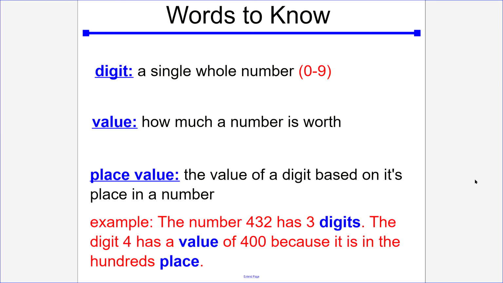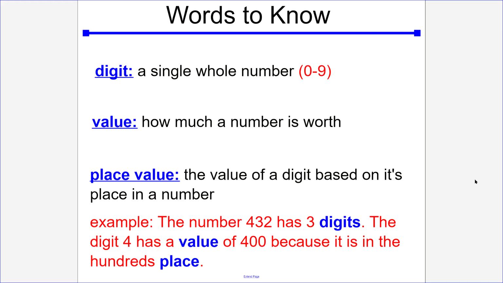Words to know. These are some words you'll need to know for today's lesson. Digit. A digit is a single whole number, any number between 0 and 9. Value. Value is how much a number is worth. Place value. Place value is the value of a digit based on its place in a number.